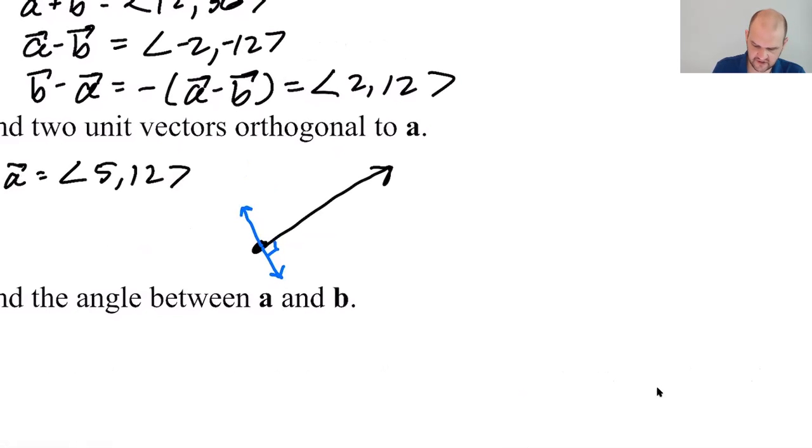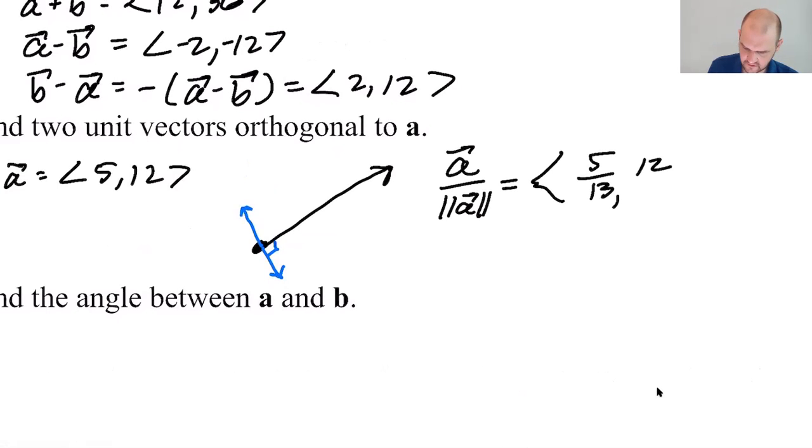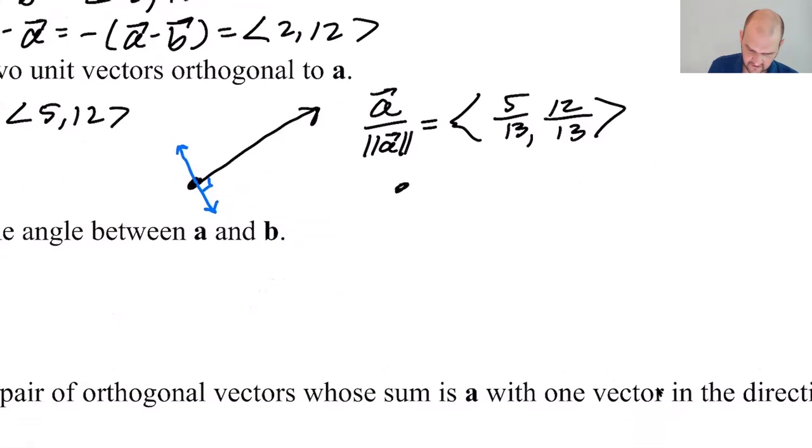First, I'm going to say perpendicular to A, so let's call it A sub perpendicular. I don't know what notation I would use for this. Let's turn A into a unit vector: A over the magnitude of A. So that's 5/13, 12/13.